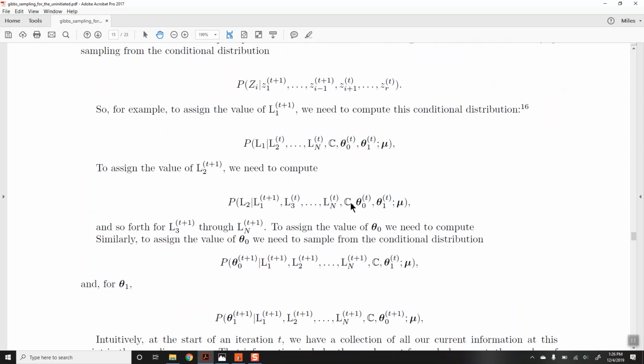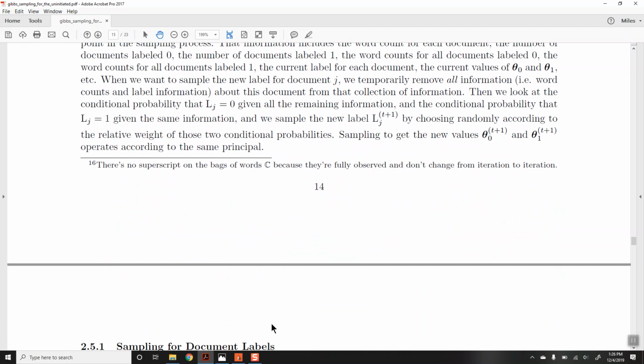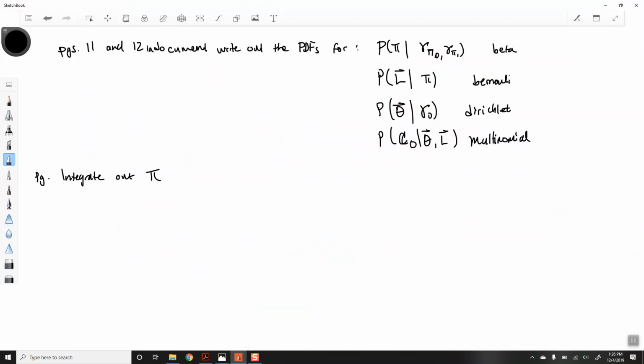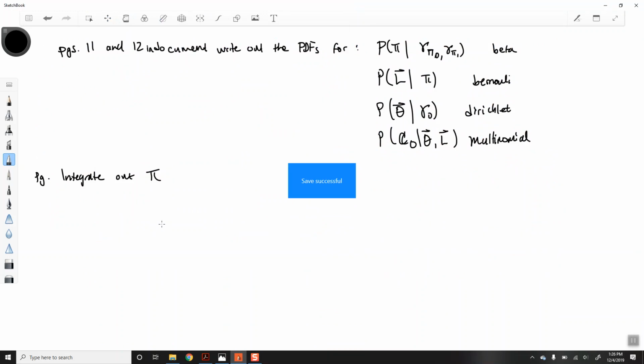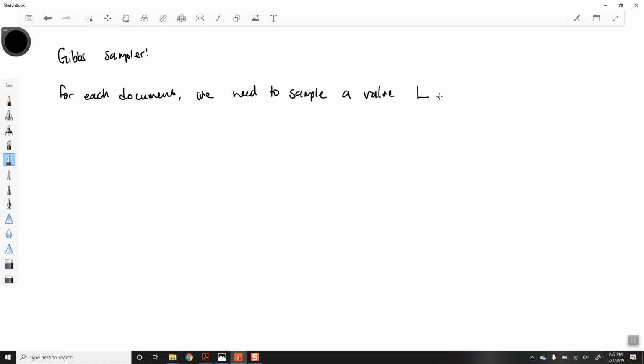This is just a recap of the Gibbs sampler. Let me talk about how we go about sampling each of these things. We integrate out the pi, and now we're going to actually talk about the Gibbs sampler. What we want to do is, for each document, sample a value L.